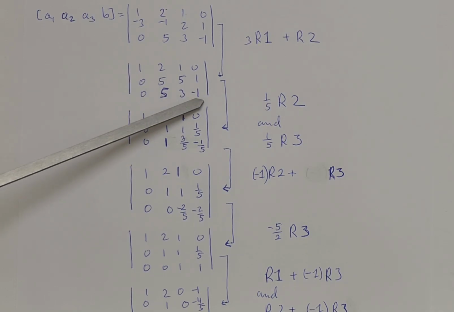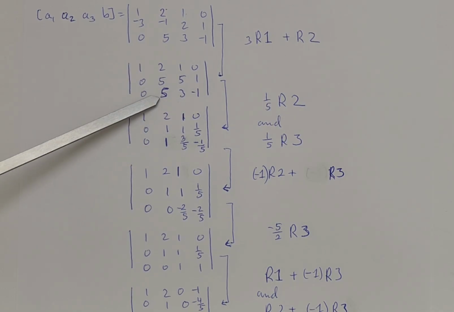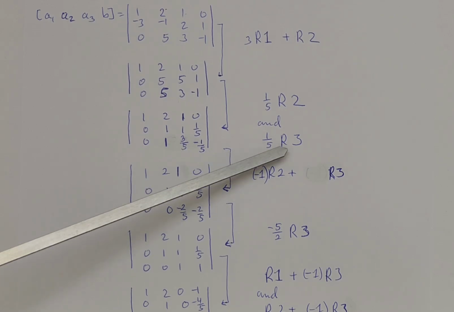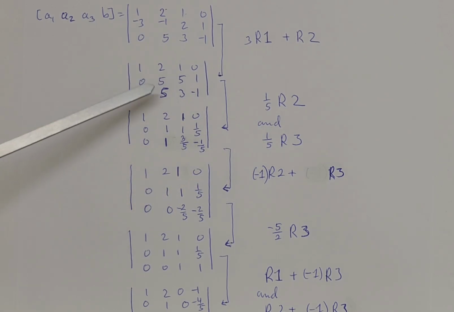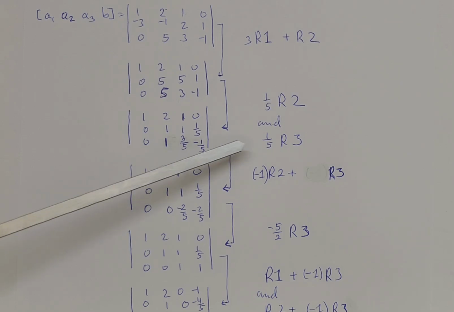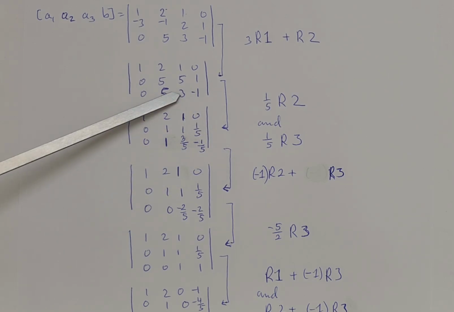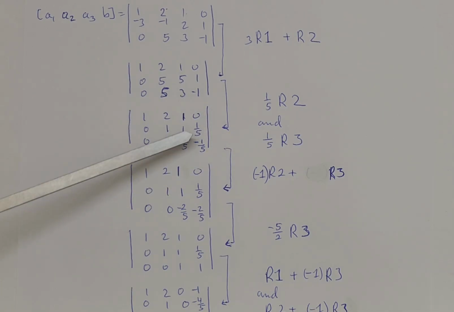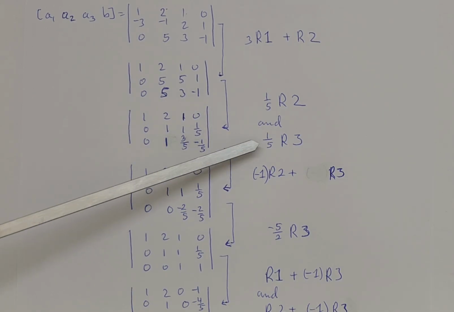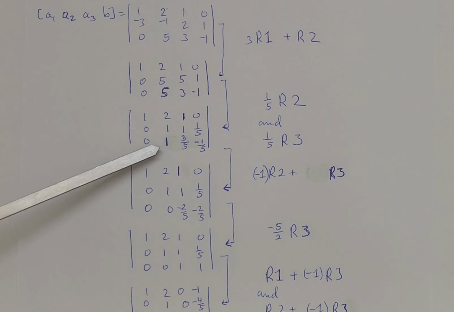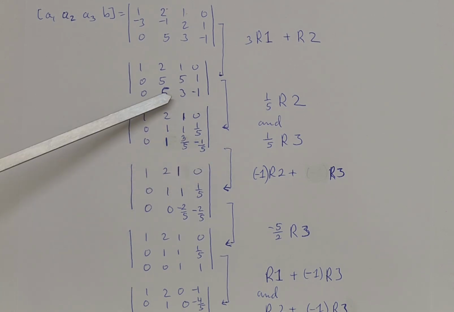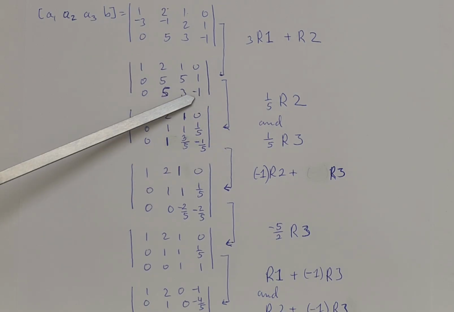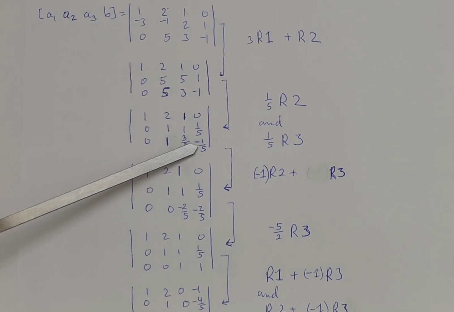So for R3, same thing. The reciprocal of 5 is 1/5 times R3. So 1/5 times 5 gives me 1. 1/5 times 3 gives me 3/5. 1/5 times -1 gives me -1/5.